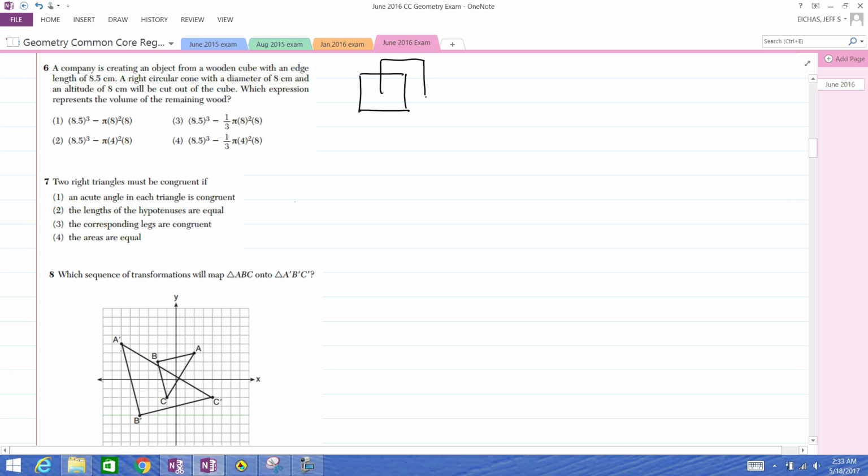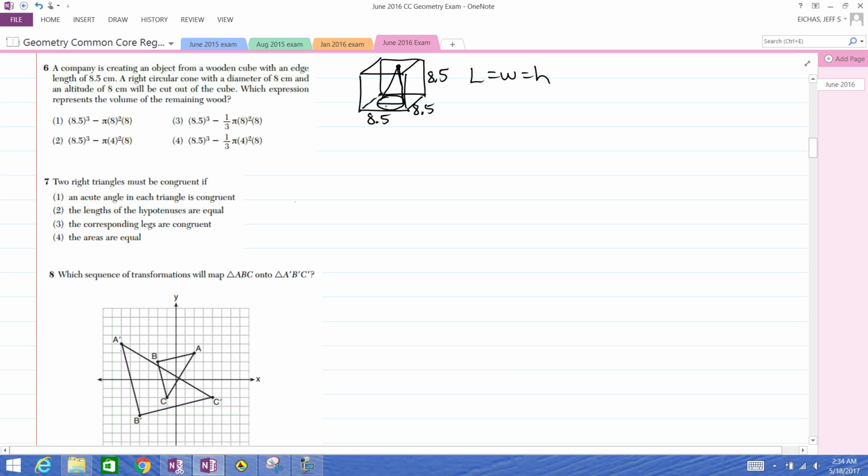We'll give it an attempt here. Okay, so we're going to try to cut out a cone. Not too bad. All right. Cube, what we have to know is length, width, and height are all the same in a cube. So they give us a length of 8.5, but that's all the dimensions.